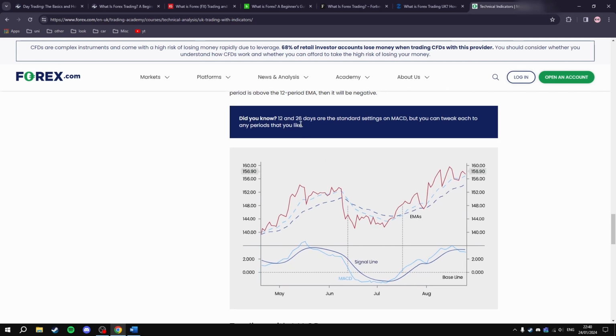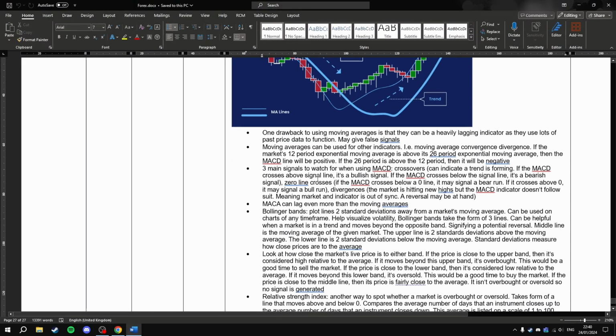Did you know 12 and 26 days are the standard settings on MACD, but you can tweak each to any periods that you like? I do not think I wrote that down.